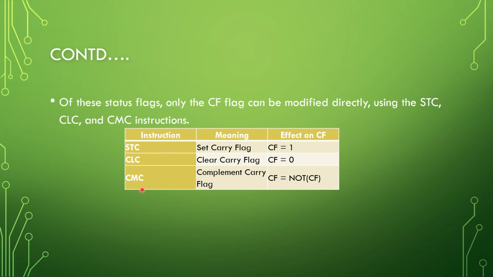So how can the CF flag be modified? It can be modified using certain instructions such as STC, that is set carry flag, CLC, that is clear carry flag, and CMC, that is complement carry flag. In this way we can modify the carry flag. And here the table shows the effect on the CF flag when using these instructions.